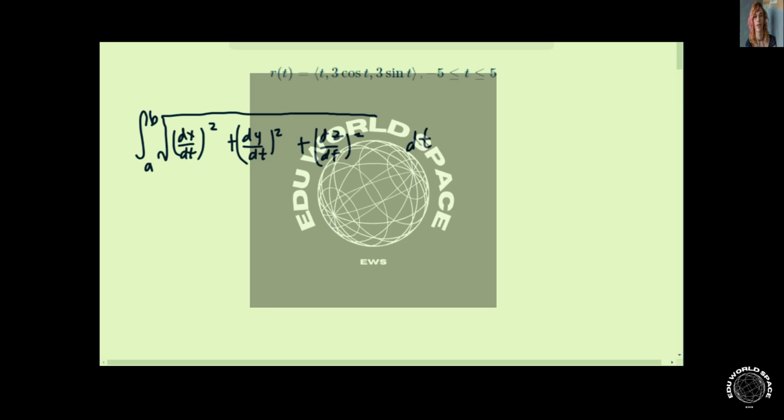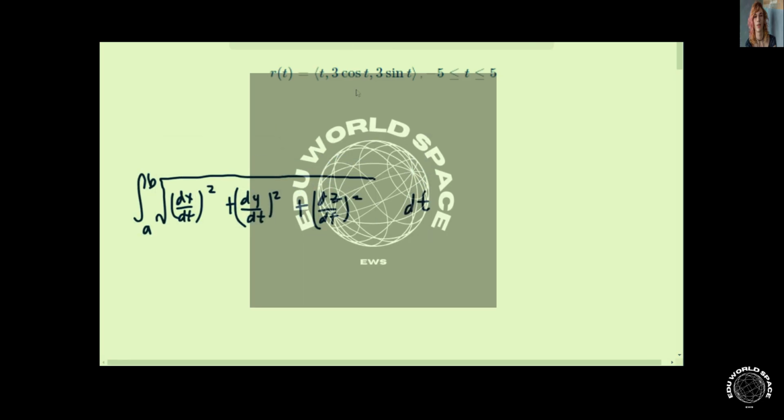So if we go ahead and find these, and then plug everything in, from there we should be able to find our arc length. So let's go ahead and do that. So if we take the derivative, and actually let me scoot this down a little bit. So this is supposed to be x, so x is t. So if we take the derivative of this with respect to t, that would just give us 1.